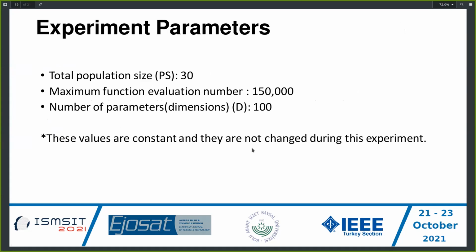So let's take a look at our experimental parameters and experimental results. First, the total population size is set to 30. Maximum function evaluation number is set to 150,000. The number of parameters, the dimension, is set to 100. This is set because we want to make comparable results with other meta-heuristics. So when we do the comparison in the table, we have the same parameters for each algorithm. And these values are constant and are not changed during the experiment.